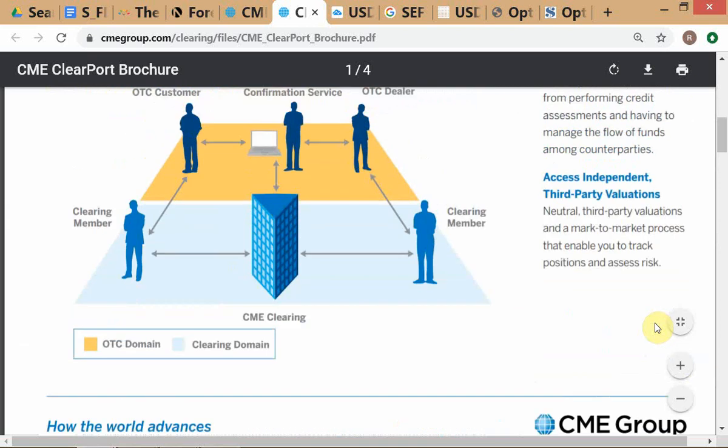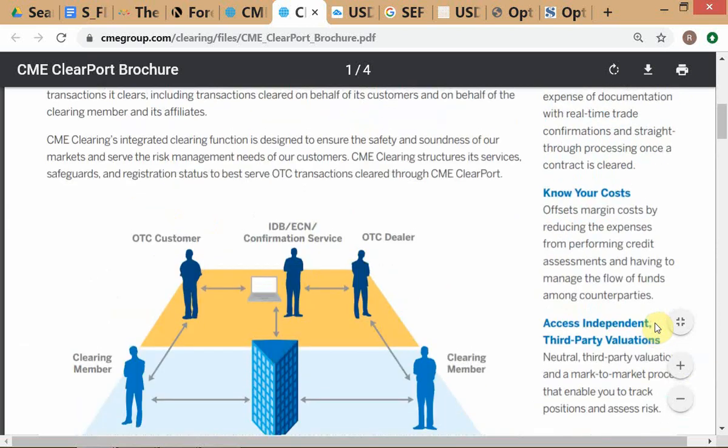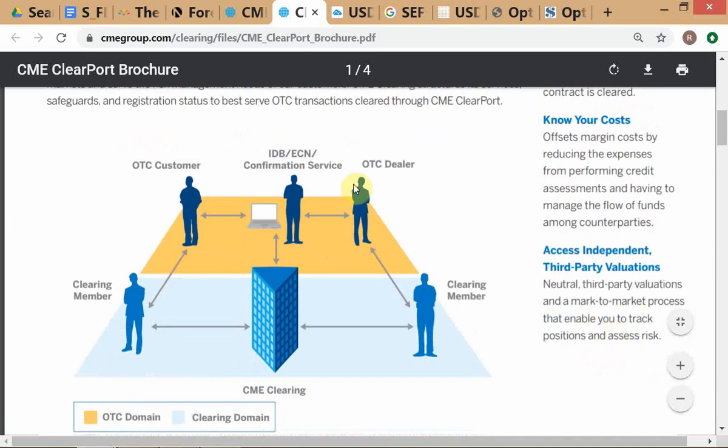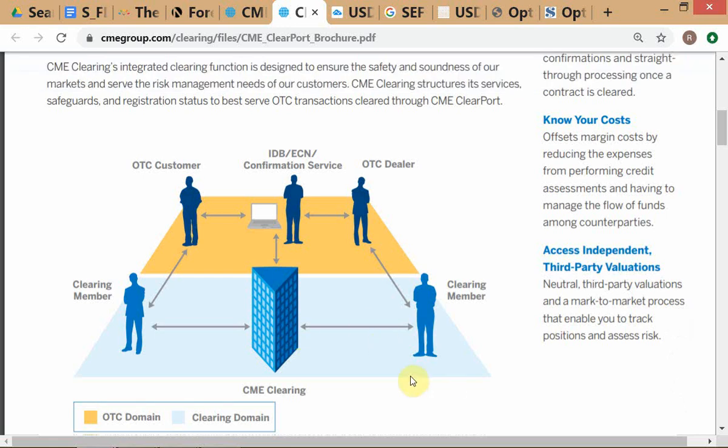Okay, good. Let's look at it this way. Now, imagine you forget all these other people. Just look at the OTC customer and the OTC dealer, okay? And forget everybody else. And then you have this clearing, CME clearing in the middle. Now we are talking about exchanges, okay?